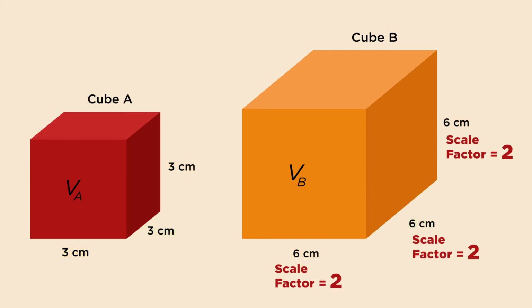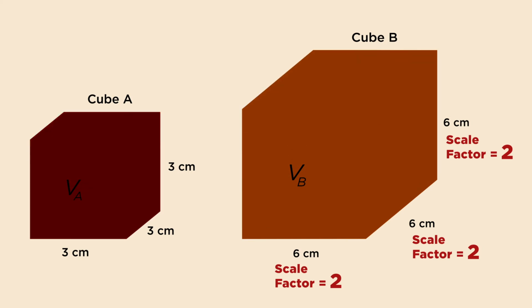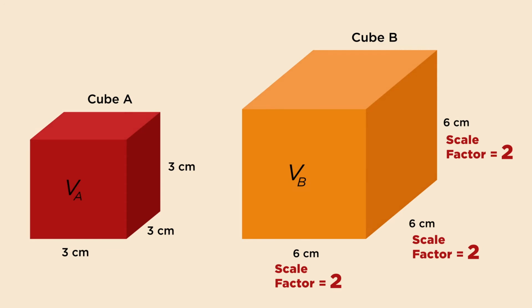So how many times larger is the volume of cube B to that of cube A? Well, one way is to find the actual volumes of the cubes. But do we really need to do that? Remember, each of the sides was scaled by a factor of 2. So the volume of cube B is actually 2 times 2 times 2 times larger than the volume of cube A.